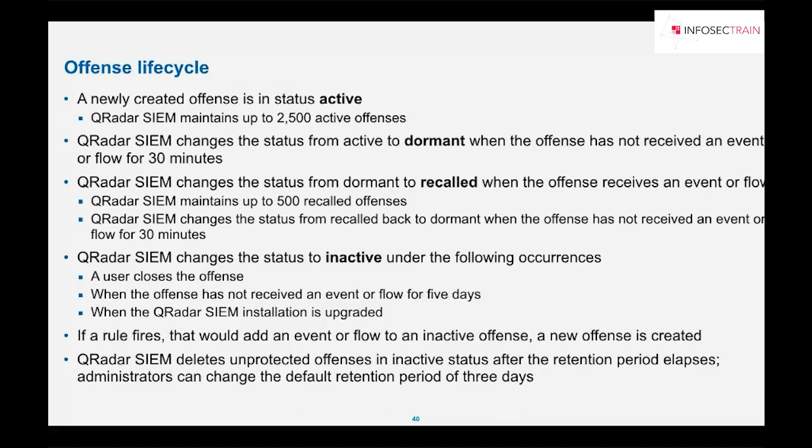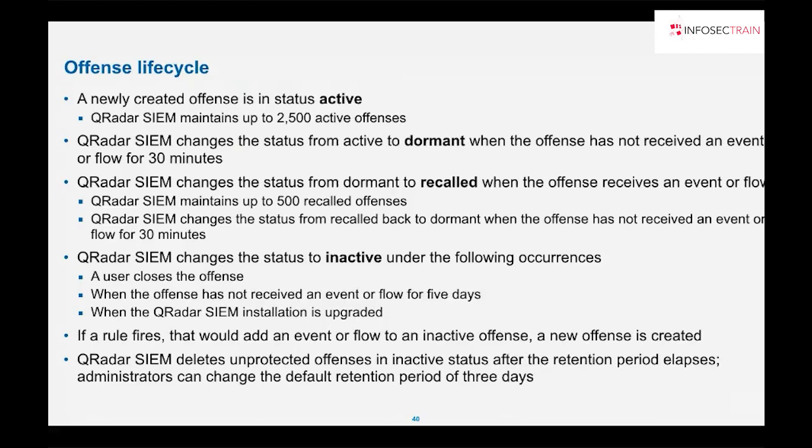It changes the status from active to dormant if the offense has not received a new event or flow in 30 minutes. Okay, and then it will change back to active if on the 29th minute it receives a new event on the same trail, right? If the window expires, then it is changed to dormant. All right. So again, it will change it to recalled when it receives an event within the time range. Yeah. So SIM maintains up to 500 recalled offenses and then changes the status back to dormant when the offense again has not received an event for 30 minutes. So 30 minutes is the first bucket or the first timer which QRadar starts when it stores an active offense.